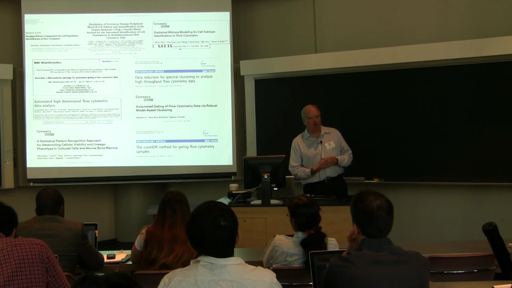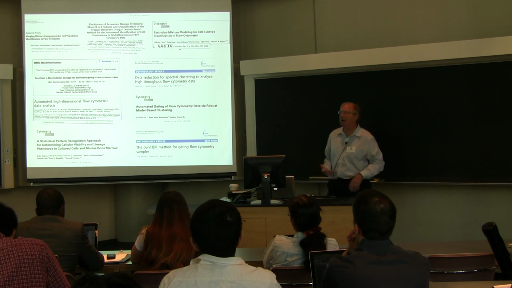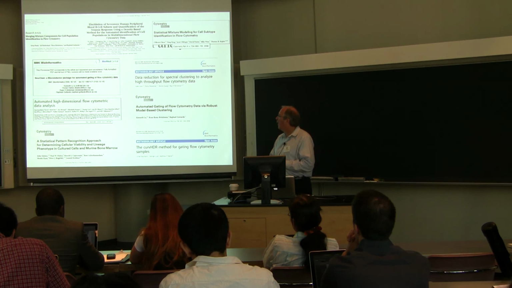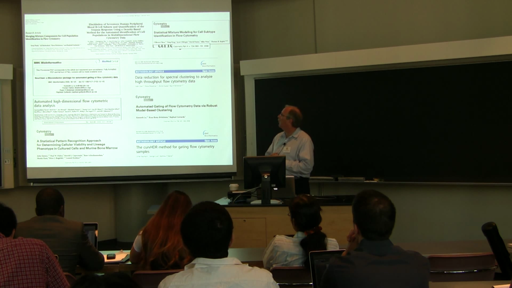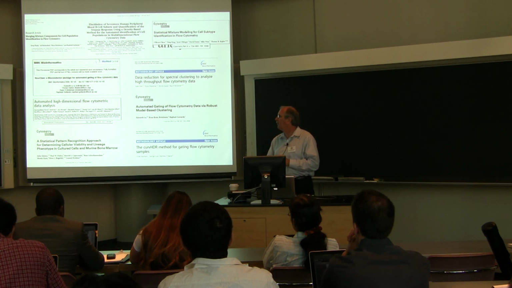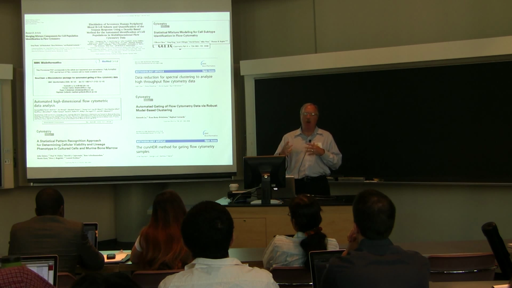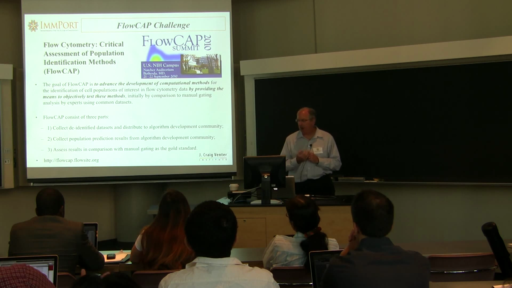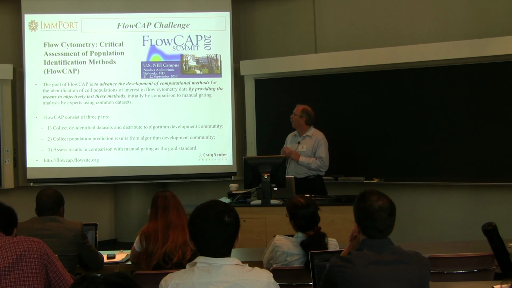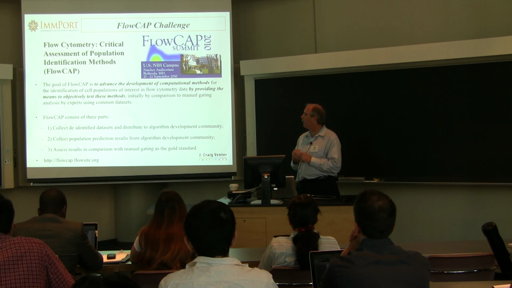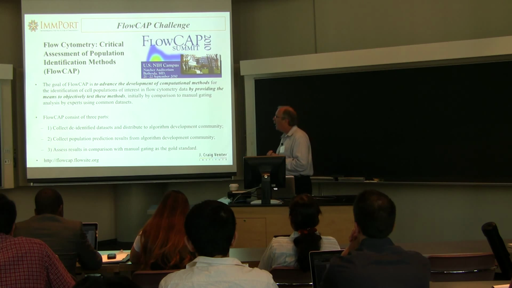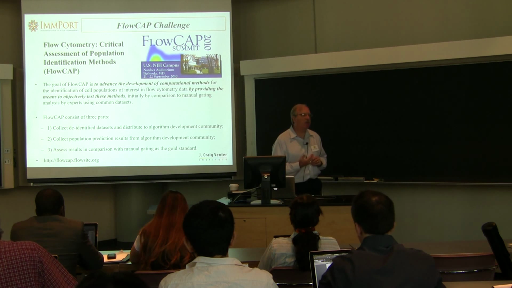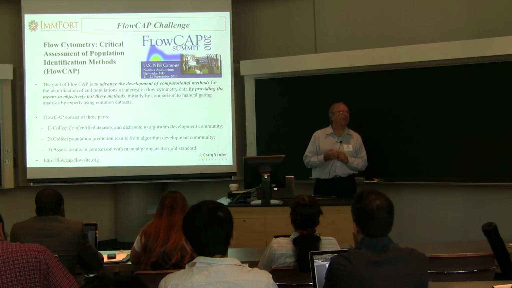Maybe some methods are good for identifying rare populations, but are not so good for quantifying frequent populations. And so what we decided to do, the people who were involved in this community, is we got together and decided to figure out a way of comparing the performance of these different algorithms. And so we came up with a consortium that we call FlowCAP, for critical assessment of population identification methods. And so what we've been doing through FlowCAP is trying to come up with some objective methods to test the performance of these algorithms in head-to-head, friendly competitions.